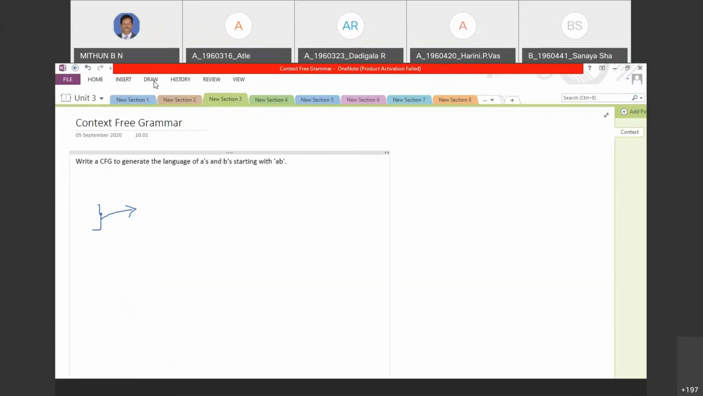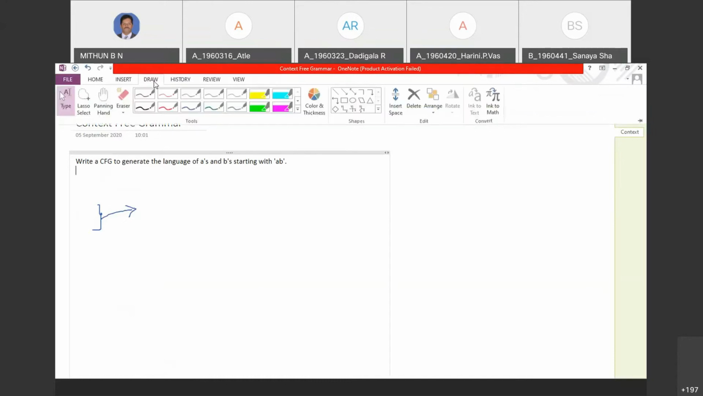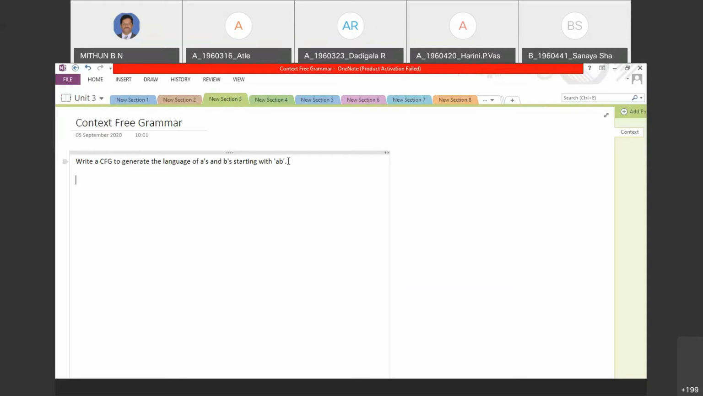First grammar is this. Write down, write a CFG to generate the language of A's and B's, starting with AB. Okay, so hope you have copied the question. Question says to write a grammar to generate the language of A's and B's, starting with AB. So the string should start with AB. So you can say the strings accepted would be AB, ABB, ABA, ABAB, ABBA, and so on.